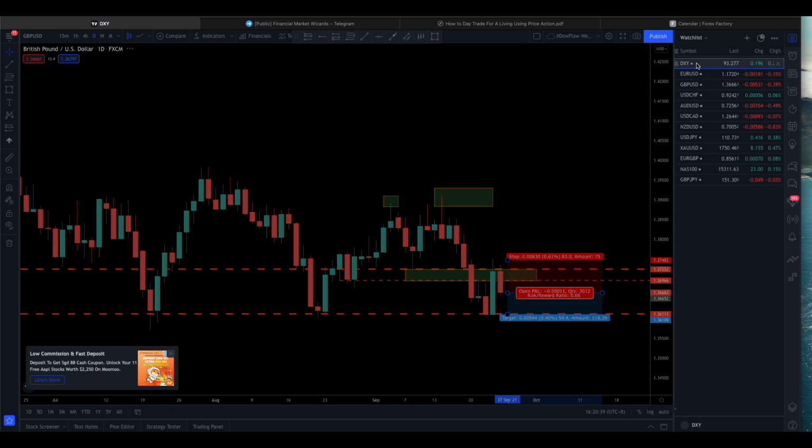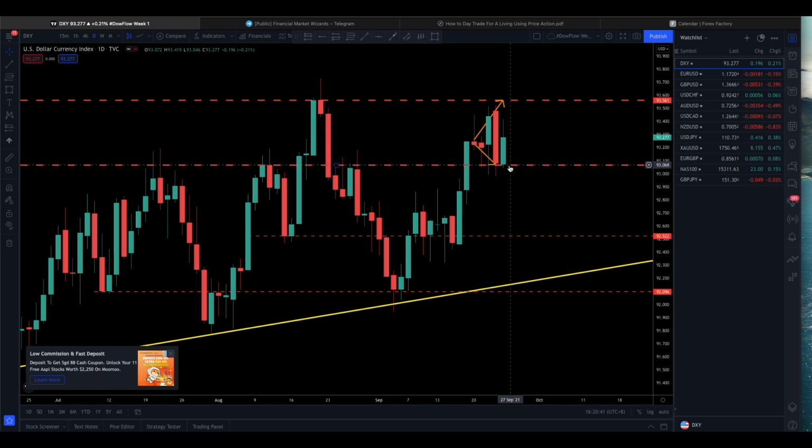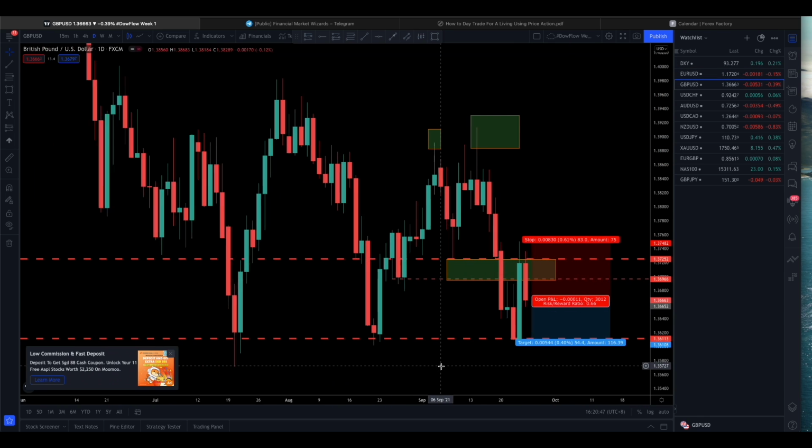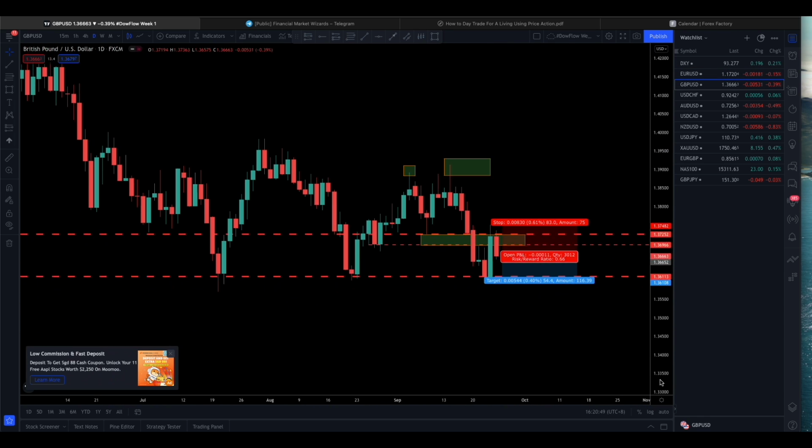Something like what I mentioned in DXY right here, where you have the support here and you have the resistance here and you get a confirmation somewhere in the middle of the range. So this is why it's quite difficult to trade right now and why I recommend that you be more patient. If it's possible, try to get a retracement up higher first.